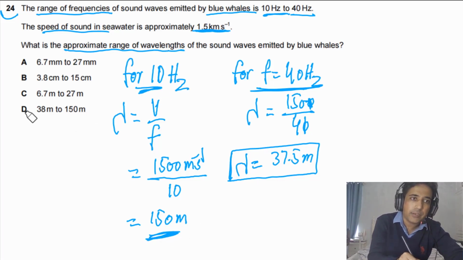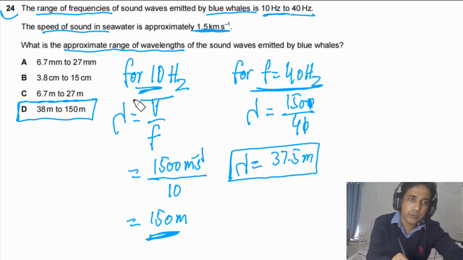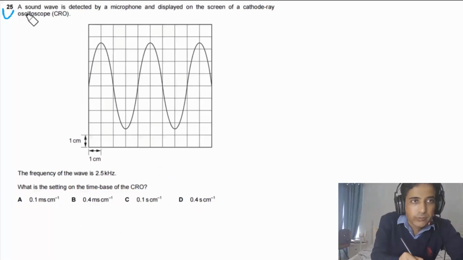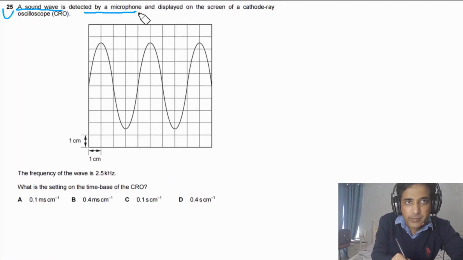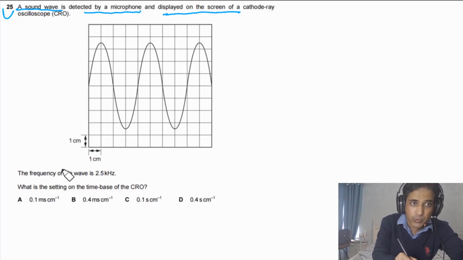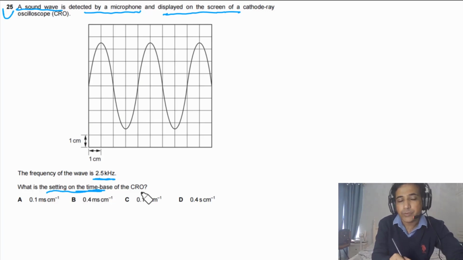So the answer for this question is 38 meters to 150 meters. Simply you need to use lambda is equal to V divided by F. Question 25 says a sound wave is detected by a microphone and displayed on the screen of a cathode ray oscilloscope. The frequency of the wave is 2.5 kilohertz. What is the setting on the time base of the CRO?